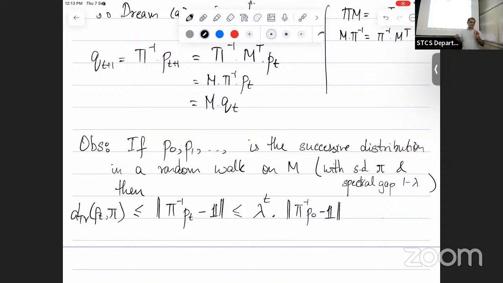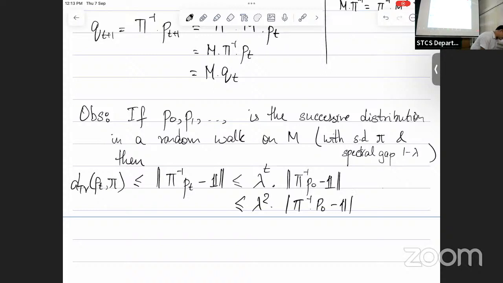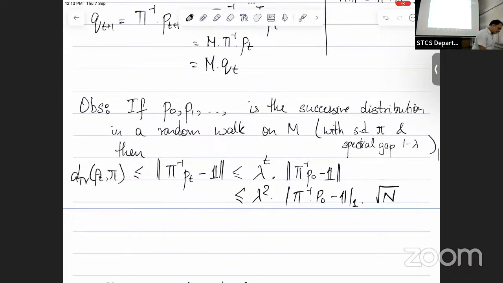Okay, so once again, this is an application of Cauchy-Schwarz. It's easy to notice that this is at most lambda 2 times the, I'll let you figure this out, P inverse P naught minus P all ones, the one norm, and you might have to multiply by a factor of about root n. This is a standard Cauchy-Schwarz, to relate the two norm to the one norm. Okay, sorry, why did I put a lambda square? I meant lambda to the t.